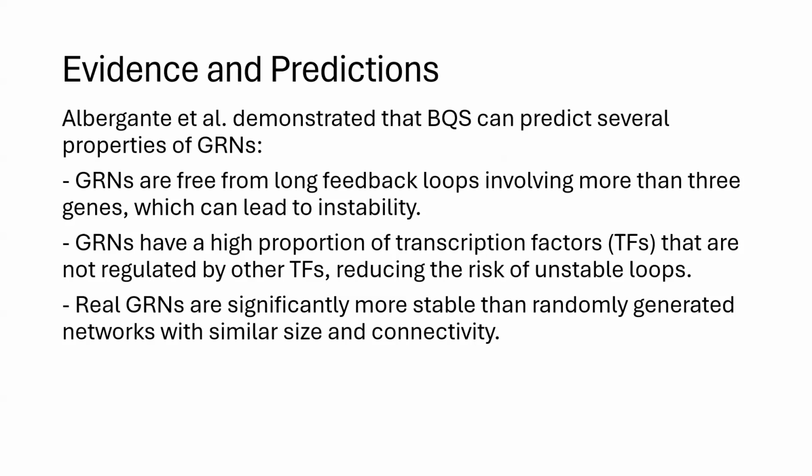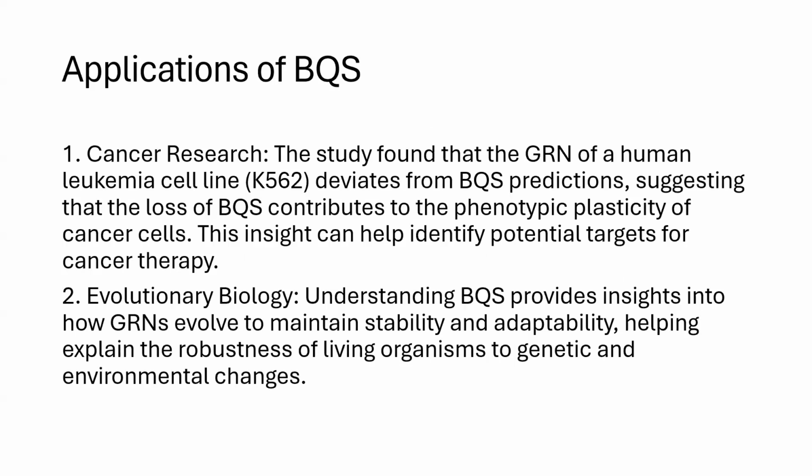So they looked at the data, empirical data. They found that real GRNs are significantly more stable than randomly generated networks of similar size and connectivity. Okay, that to me is evidence of the rejection of GRNs that didn't work, right? So that's evidence of adaptive evolution at play, yielding this rather than the BQS is allowing. See the difference? It's a big conceptual difference in evolution.